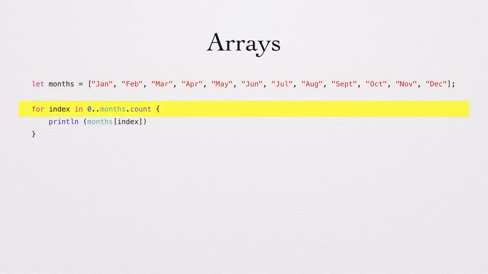Note the use of the half-closed range operator in the loop construct. The months.count returns 12. The loop continues until the index value becomes 11 inclusive. We access the elements of the array by using the typical subscript notation.